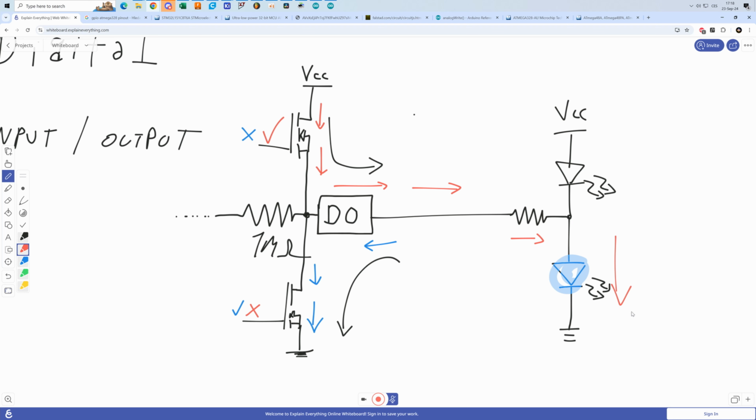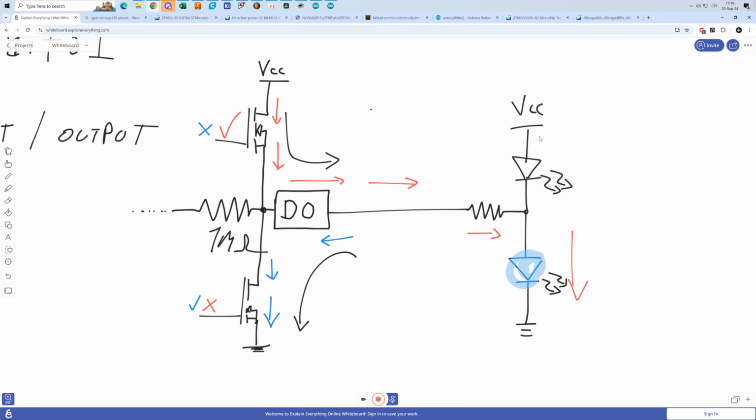Notice that the state is either high or low. It will never happen that none of these LEDs is lit up, or it will never happen that both of these LEDs are lit up, of course.